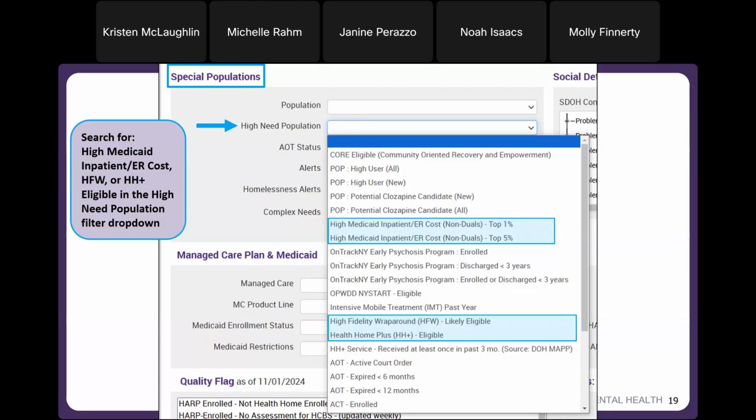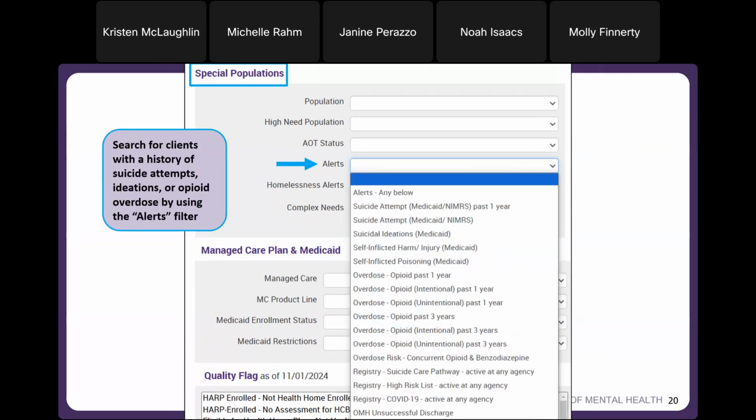But as you can see, there are a lot of different options that you can choose from in this dropdown. Next, we have alerts. If I'm interested in identifying who I have served in the past year who had a suicide attempt in the past year or ever, or anything to do with overdoses, or who have had an OMH unsuccessful discharge, this is another dropdown that I could utilize.